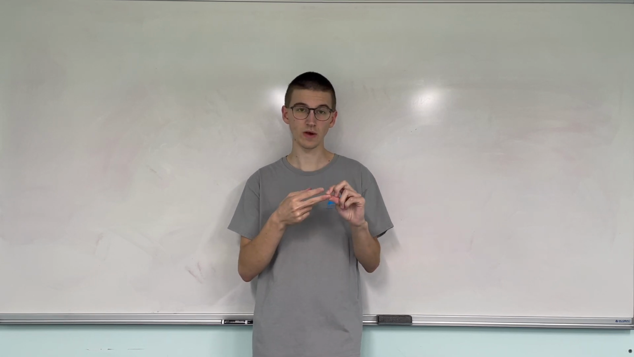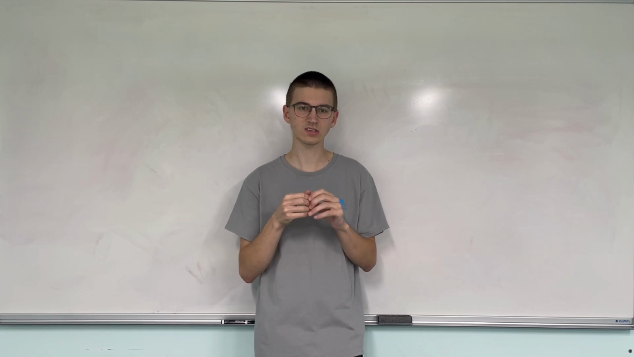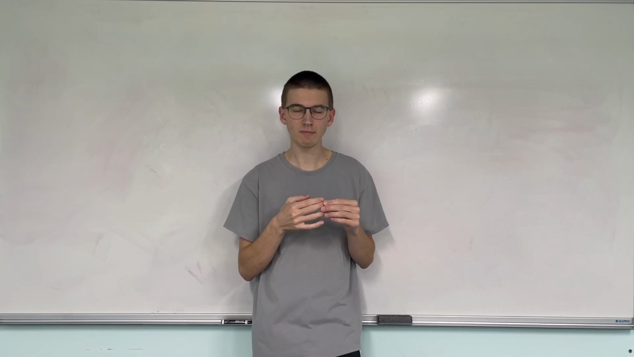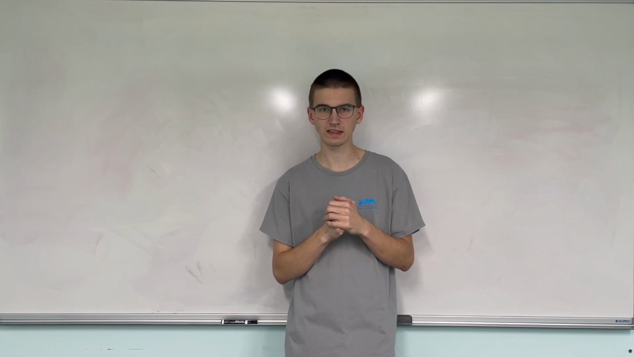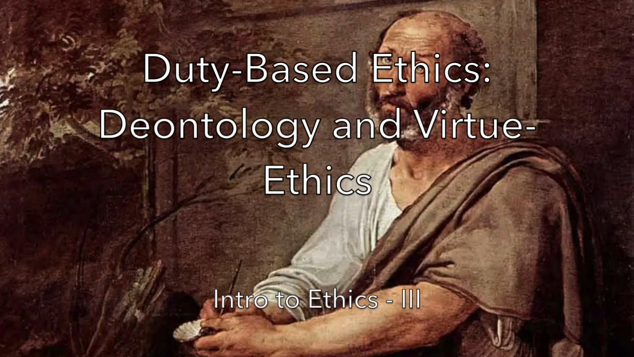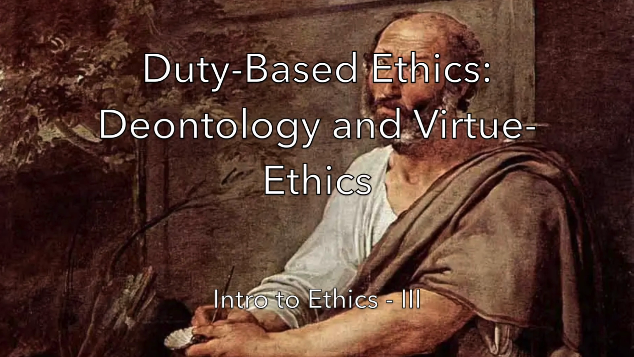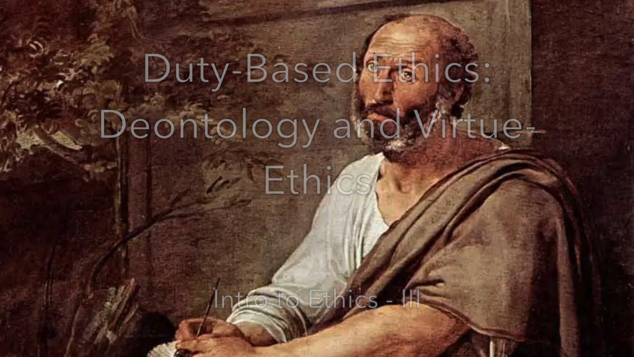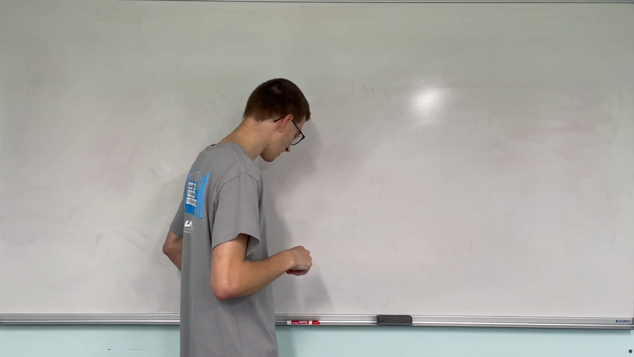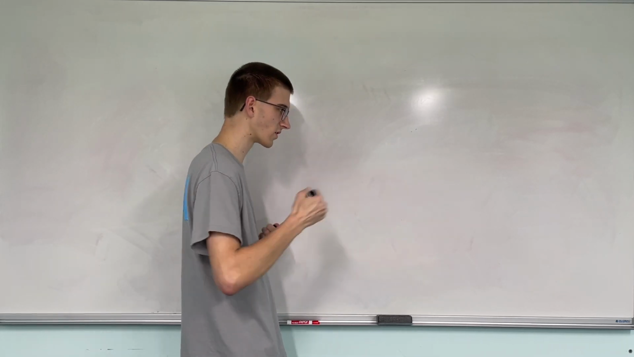Now, we're going to be looking at the deontological ethics of Immanuel Kant, and we're going to be looking at the virtue ethics of Aristotle. We're going to be comparing these in certain ways, seeing what their underlying maxims are, and seeing how they change the way that we look at ethical problems. Now, if we want to do that, we have to cover a few terms.